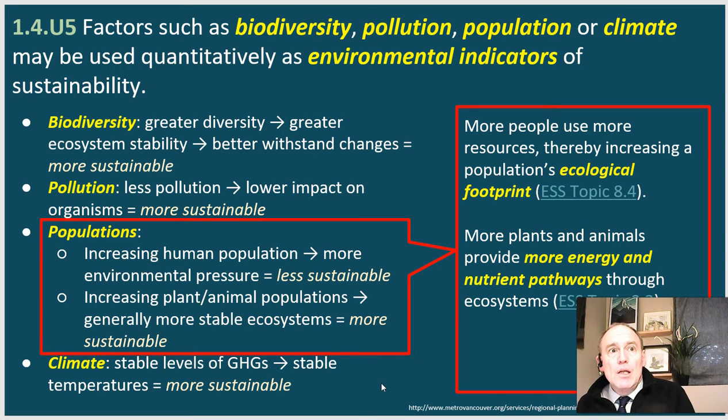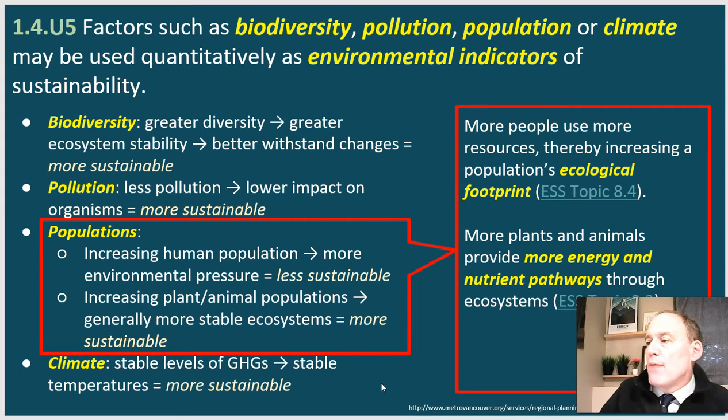Now remember, human population is not always directly related to less sustainability. It's in fact our consumption levels. So more people use more resources, thereby increasing a population's ecological footprint. But remember, behavior can be huge as well for environmental impacts of human population sizes. More plants and animals provide more energy and more nutrient pathways through ecosystems, and that's topic 2.3.